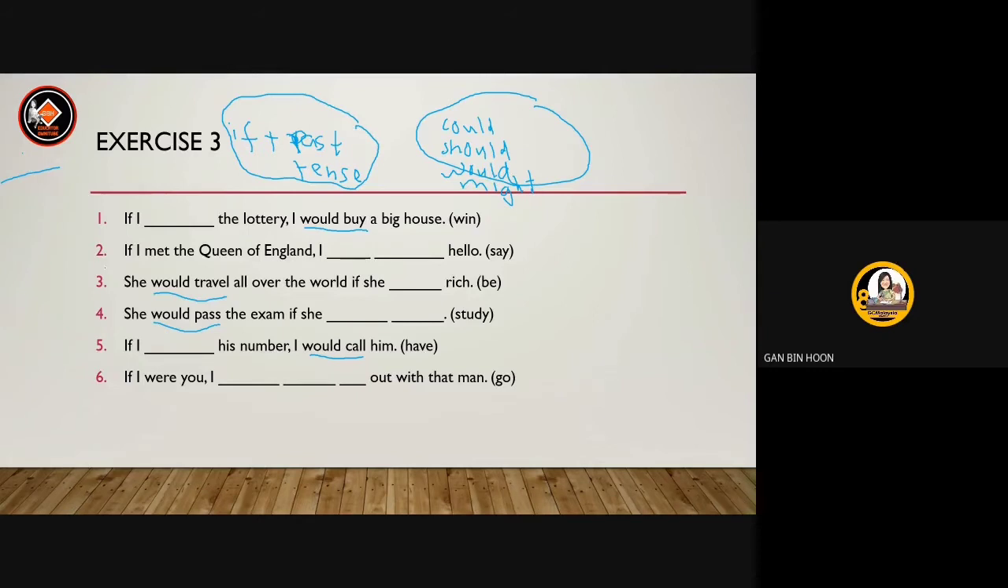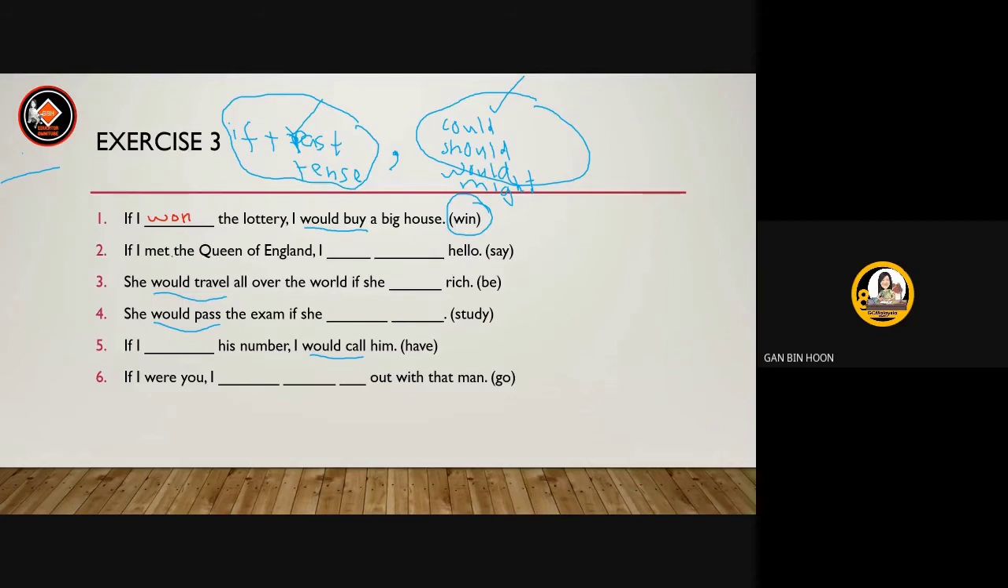Okay, so let's look at the first one. If I the lottery, I would buy a big house. So kita kena cari apa ni here? What are we looking for? We are looking for past tense. Am I right? Am I correct? Class, this is the structure. Ada if adalah if clause. Could adalah outcome. So if I, what's the answer? Won. Okay, good. Somebody said won. If I, kena guna past tense. So answer will be if I, what is the past tense of win? Won. Good. If I won the lottery, I would buy a big house.